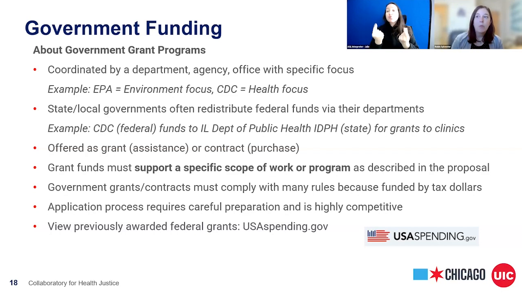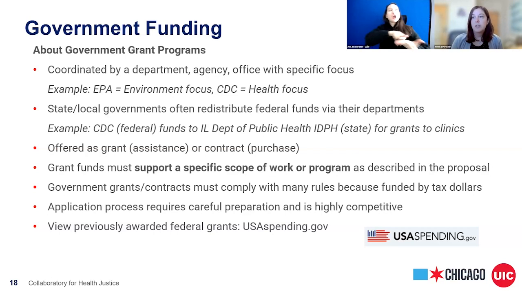So for example, I work for the School of Public Health, so I might spend some time searching for grants and grant-related information on the CDC website or the Illinois Department of Public Health websites, while my colleague who works for a nonprofit interested in green infrastructure might spend more time on the EPA or Illinois EPA website searching for grants. Government funding is offered as either a grant or a contract.